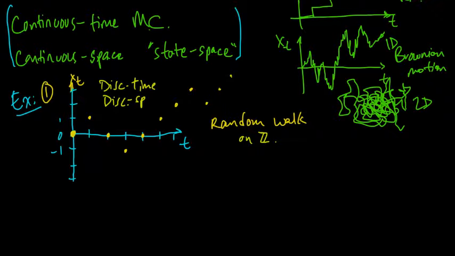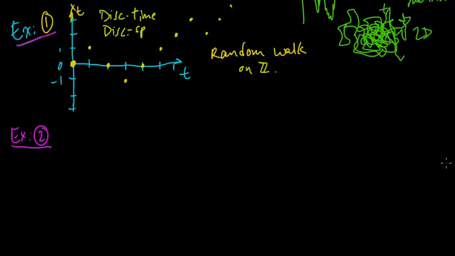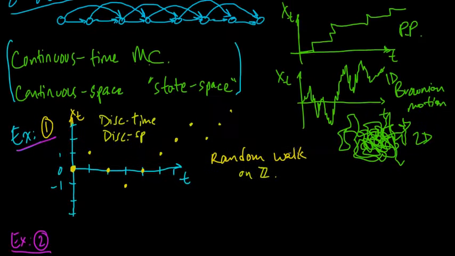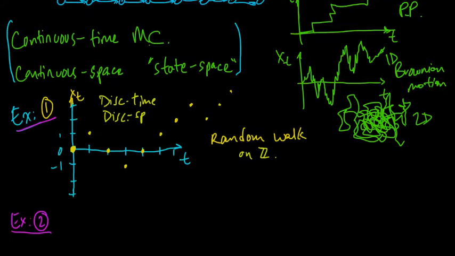And let me give you now another example. Example 2. By the way, the set that X_t took values in was all of the integers, so it was infinite, but it was still a countable set. So this was a discrete space thing.